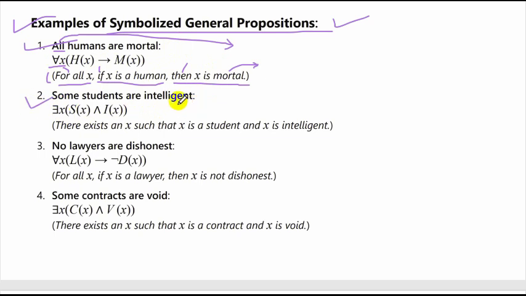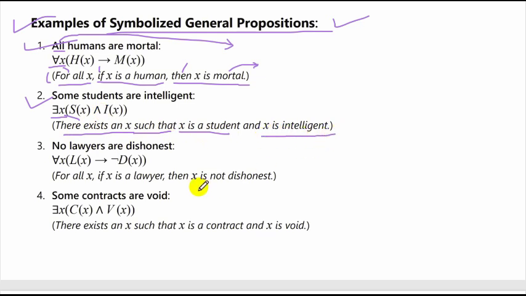Second, some students are intelligent. So for some, there exists an x. This is how it is written. This is what it means: there exists an x such that x is a student and x is intelligent.